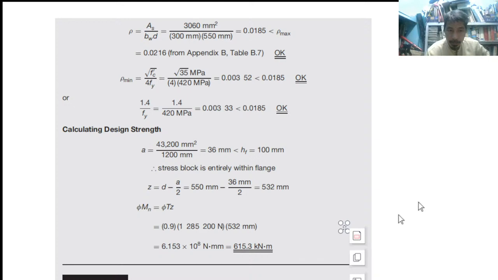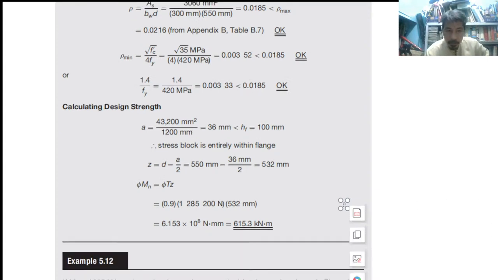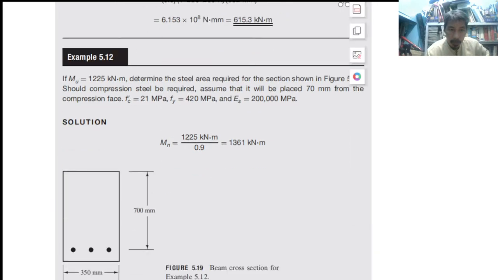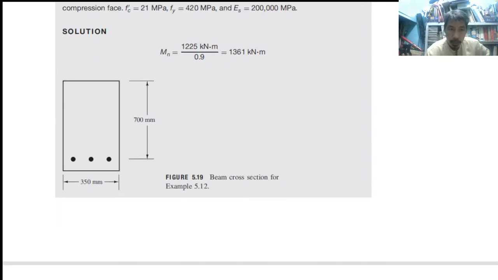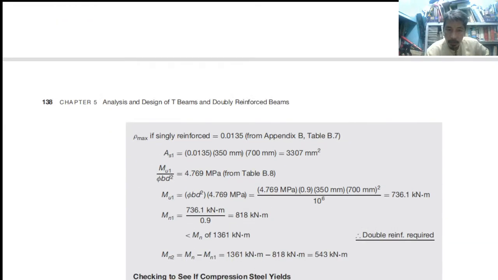Okay, yielding. So next problem, another rectangular bar. I will assign this to you. I will skip this explanation.